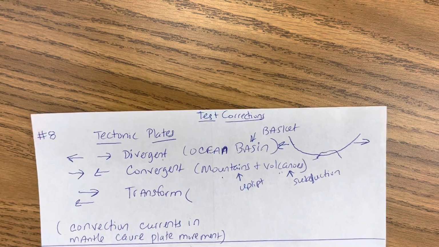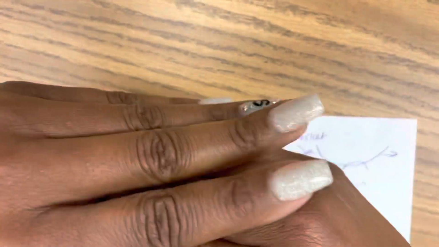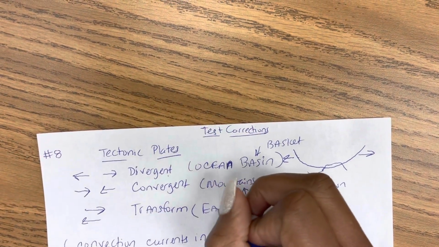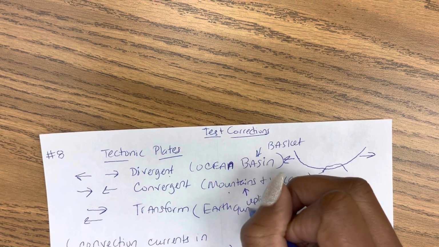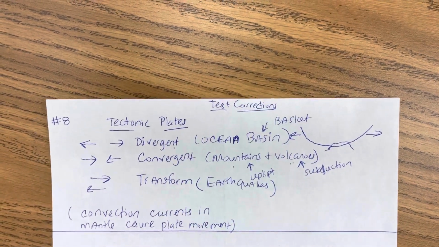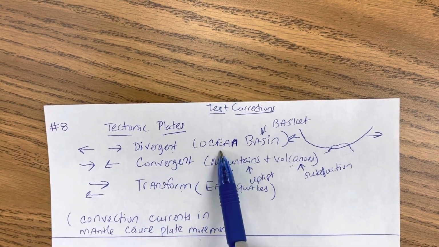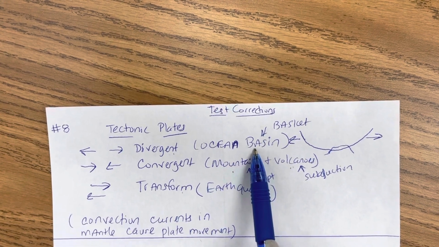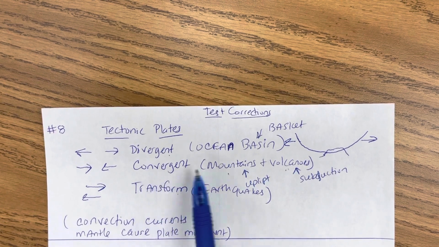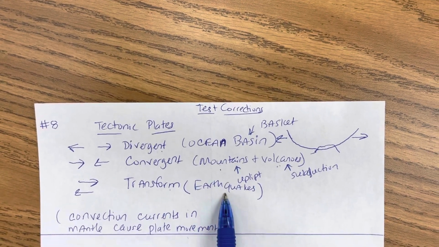The event that occurs as a result of plates sliding past one another, that is earthquakes. So this is the event that we want students to remember when it comes to transform boundaries. So for divergent, we want them to think ocean basins, also ocean trenches, but ocean basins as a result of this question. Convergent boundaries, mountains and volcanoes, and then transform boundaries, earthquakes, okay?